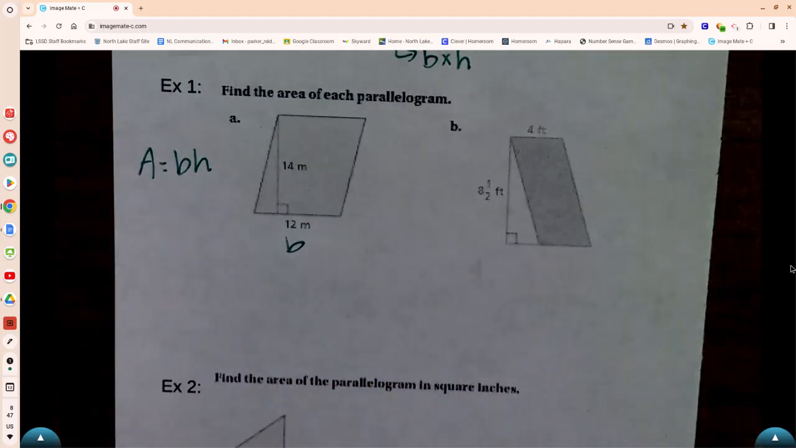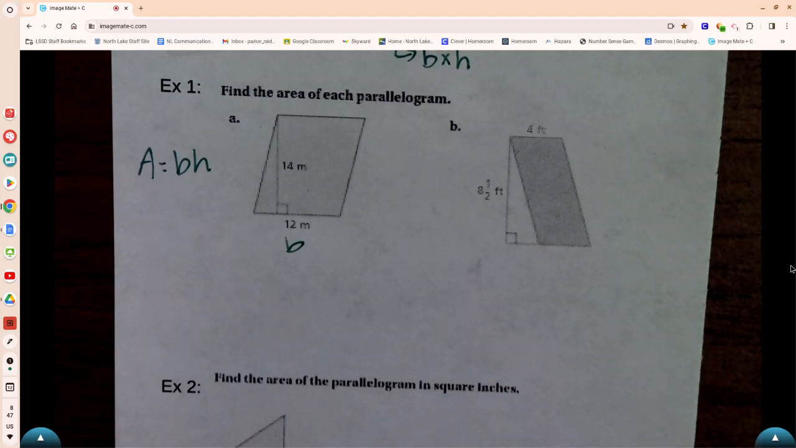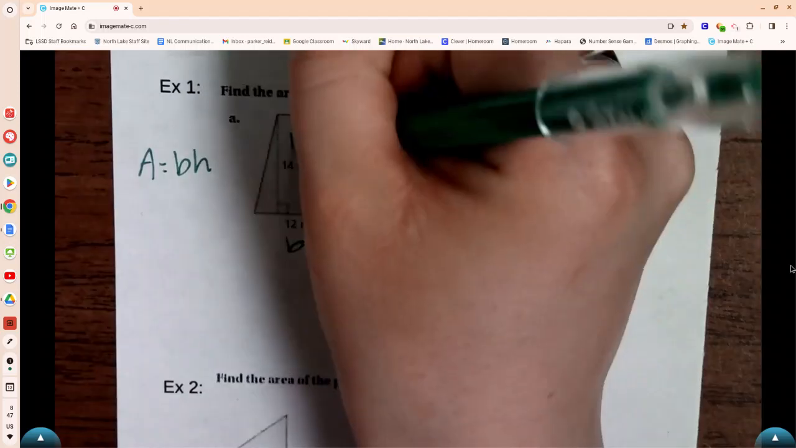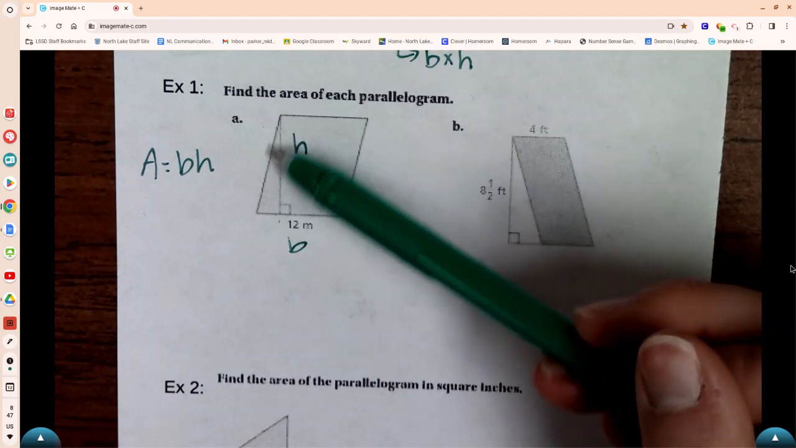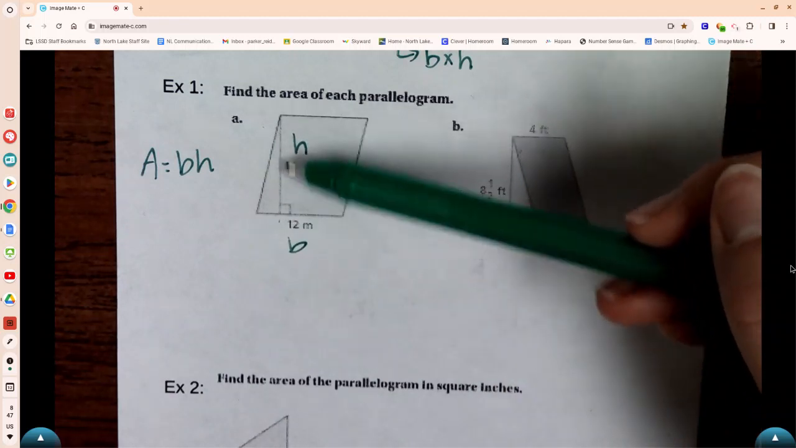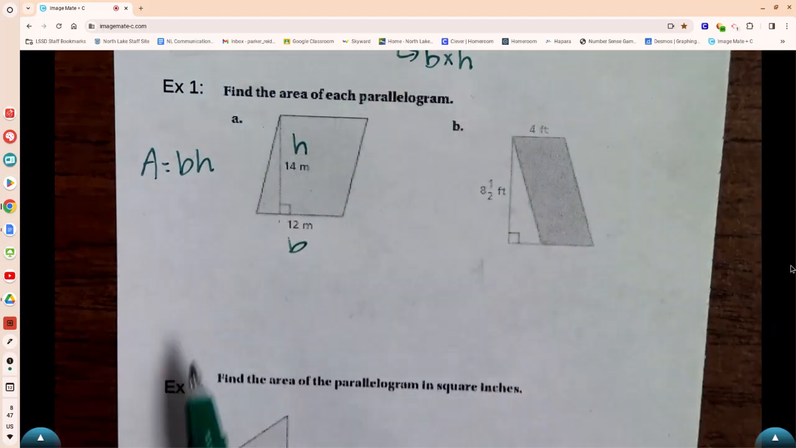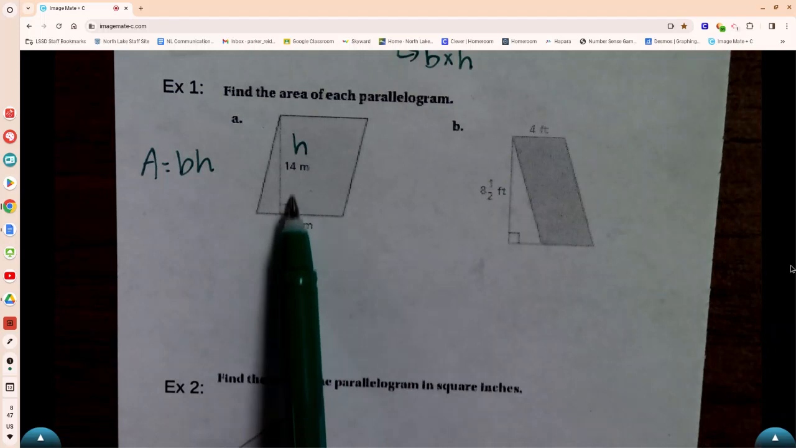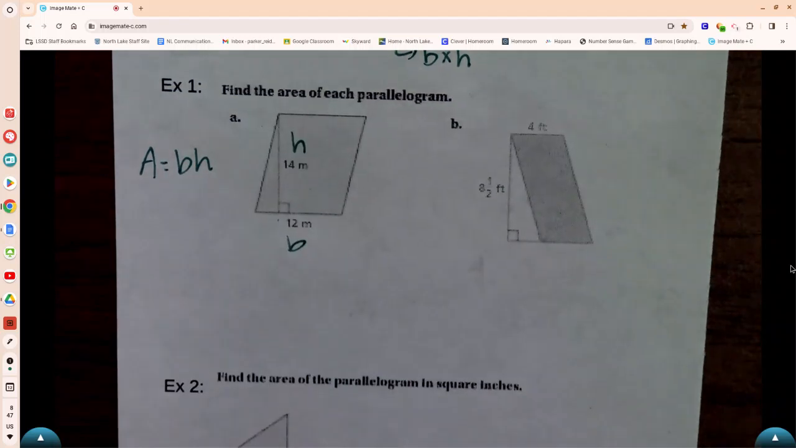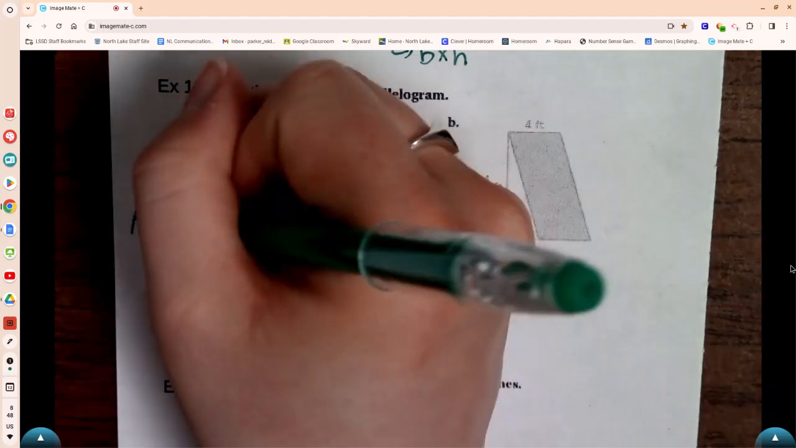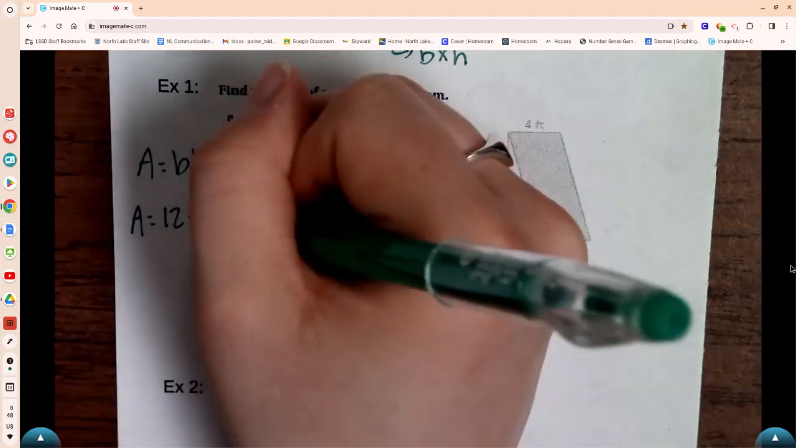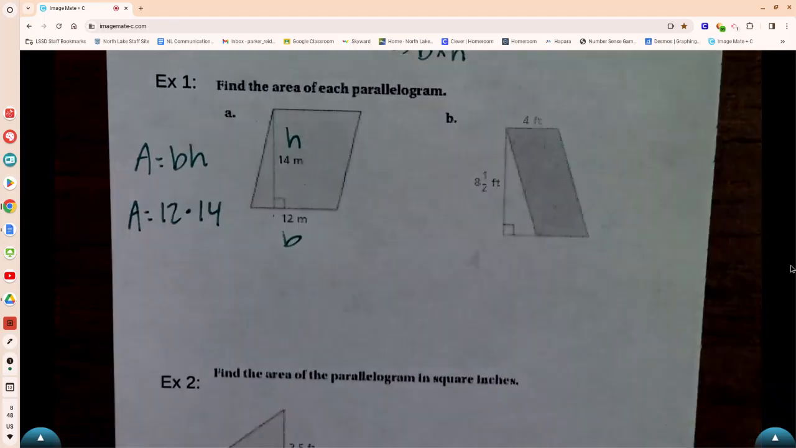And what is the height of this parallelogram? Grayson? And we can see how it's going straight up and down through it. 14 isn't the slanted edge, it's the straight up and down measurement. And again, look at that right angle. A right angle is always right because it shows the base and height. So now that I know what the base and height are, I can plug those into my formula. I can say area equals base, which is 12, times height, which is 14. Perfect.